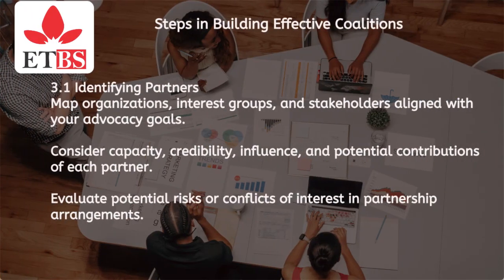3. Steps in building effective coalitions. 3.1 Identifying partners. Map organizations, interest groups, and stakeholders aligned with your advocacy goals. Consider capacity, credibility, influence, and potential contributions of each partner. Evaluate potential risks or conflicts of interest in partnership arrangements.